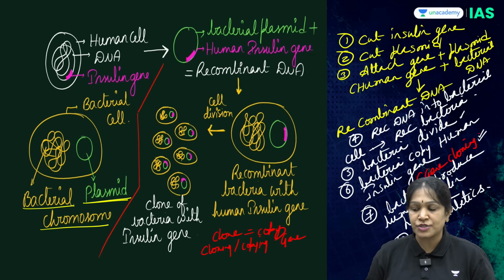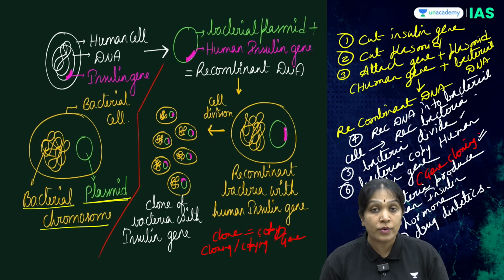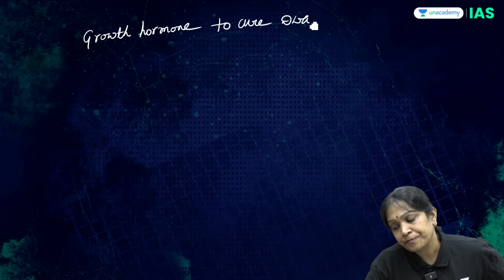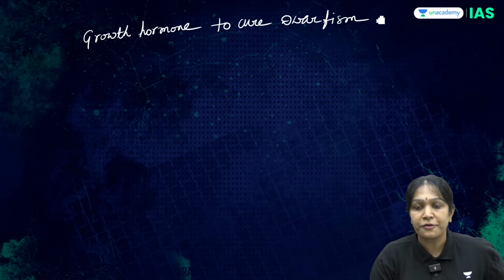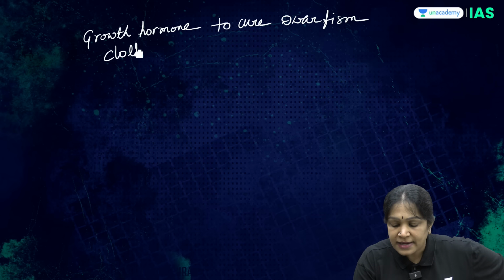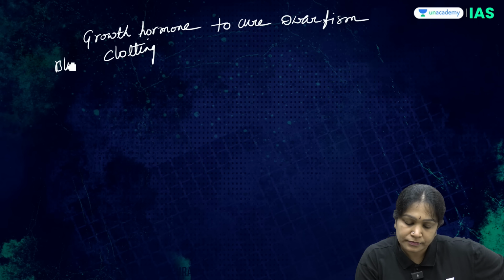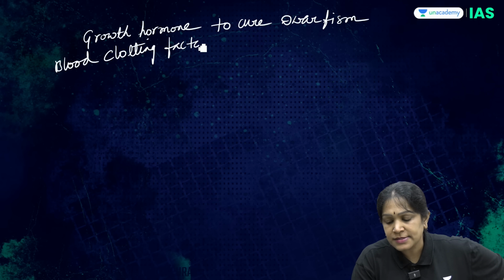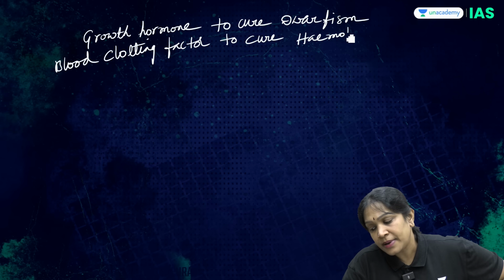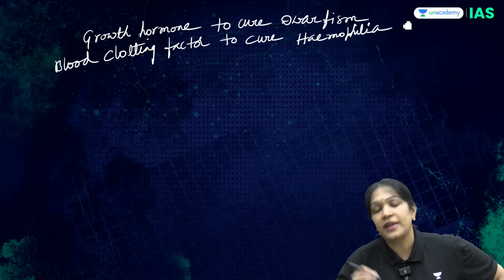And now comes the question: is recombinant DNA technology only for insulin hormone production? No, we can also use it to produce growth hormones to cure dwarfism. We can also produce blood clotting factors to cure hemophilia.